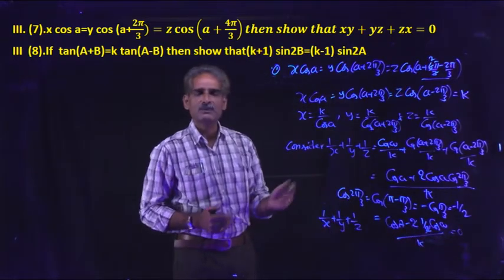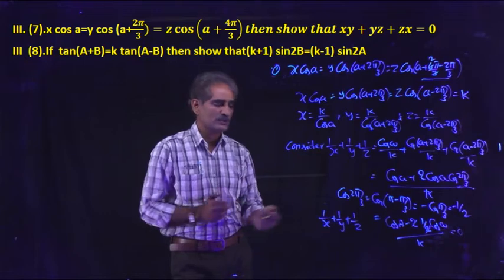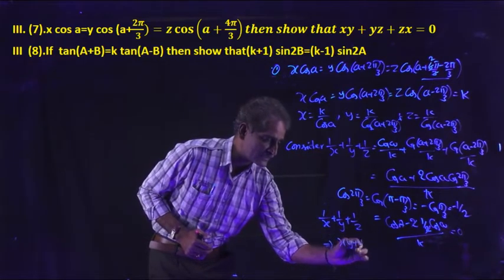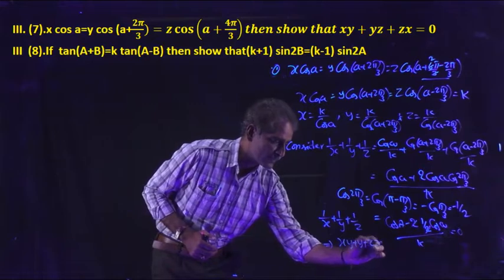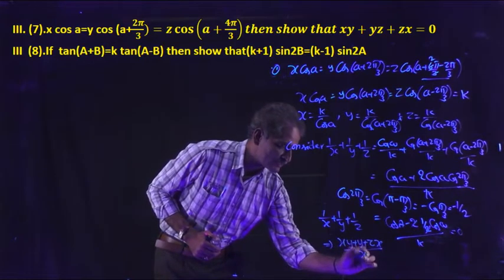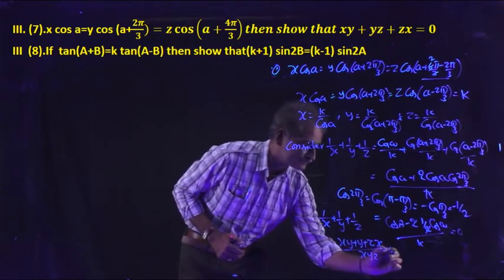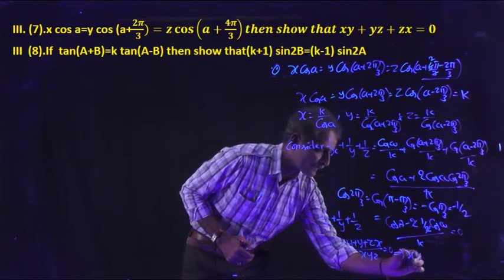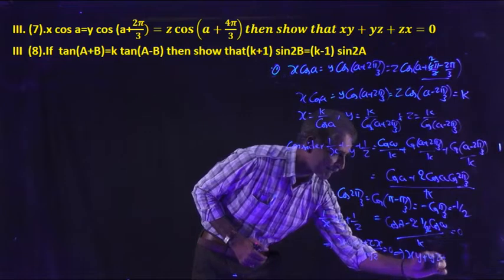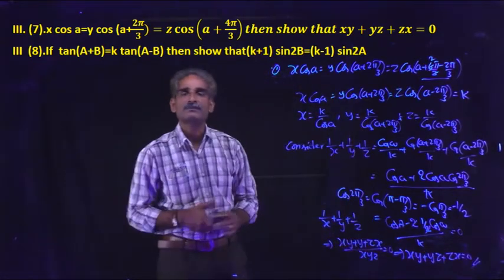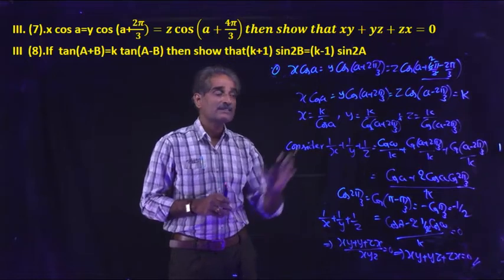1/x plus 1/y plus 1/z equal to 0. This implies (xy plus yz plus zx) by xyz is equal to 0. This is the method. This is the IB method.